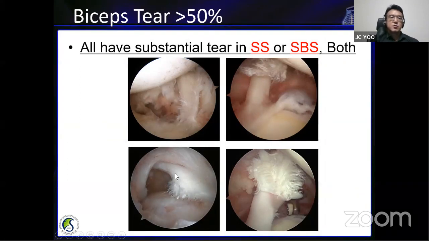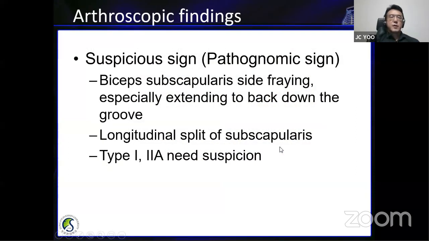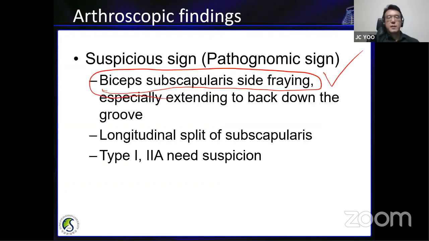If you see it in supraspinatus tears, it's easier. Usually the biceps tendon is unstable. So the key finding is that the biceps subscapularis is frayed. This is the key pathognomonic sign. If you find that, you almost have this lesion.